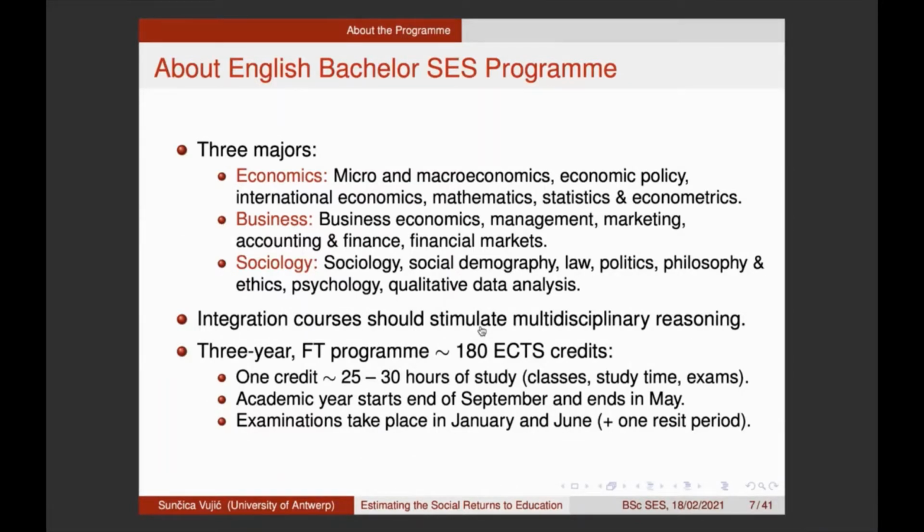And in case you're not successful in this first exam period, either January or June, you always have a chance to, as we call it, resit an exam. So you always have a possibility to resit any of the exams that you were not successful in, in January or June, in the resit period.